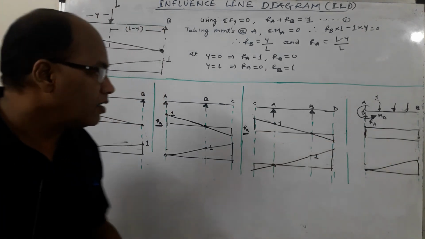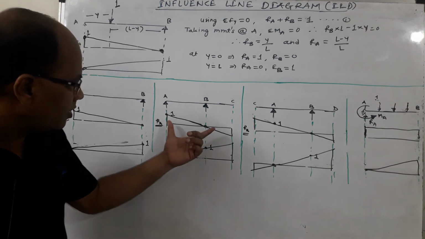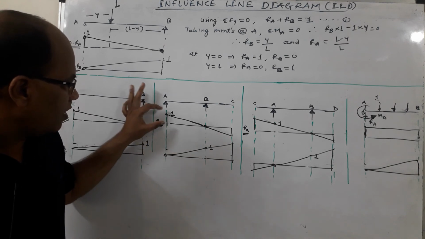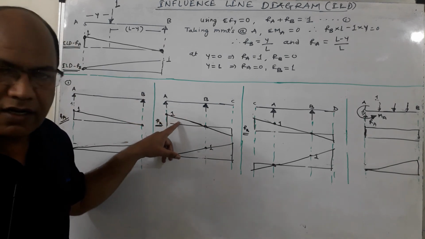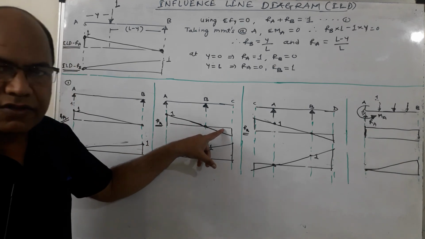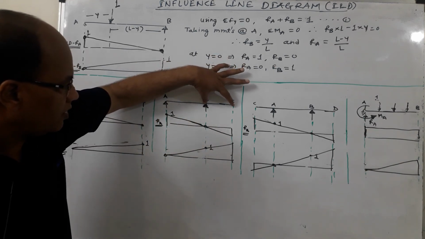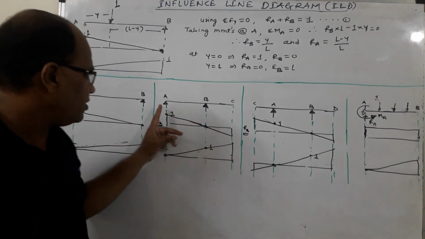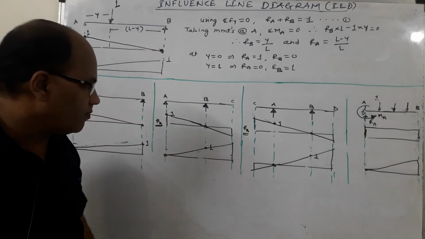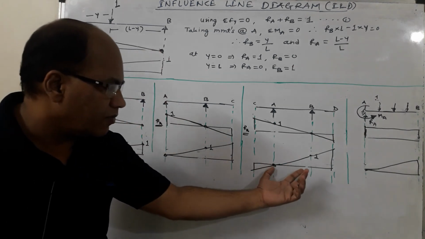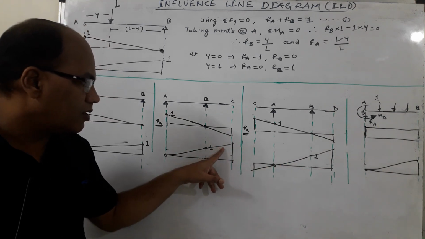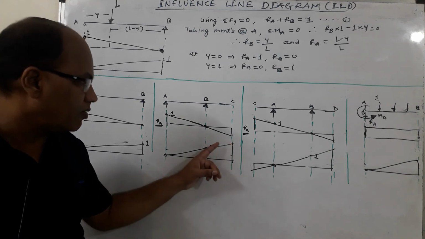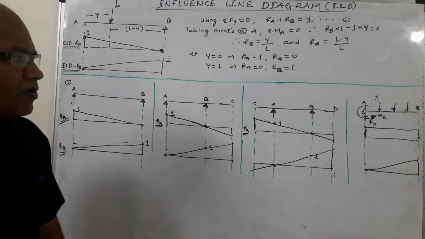So this is how ILD for Ra and Rb can be drawn. Now here, in case of overhanging beam, we can see that the ILD for Ra is on positive side, and there is some part which is on negative side also. So when the load is on BC, that is on this overhanging part, Ra is negative. It simply means that Ra must be acting in downward direction. Same is the case over here. Again, in this case, the maximum value of Rb will be more than 1, which can be observed from this figure. So this is how the ILD for reactions can be drawn.